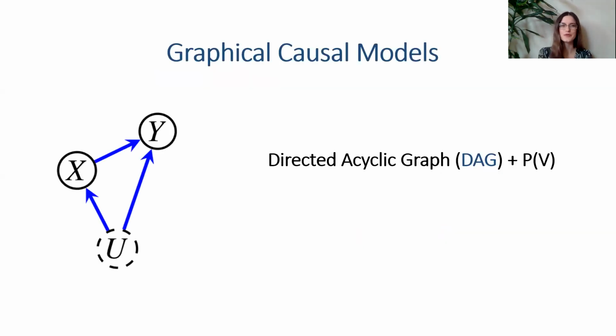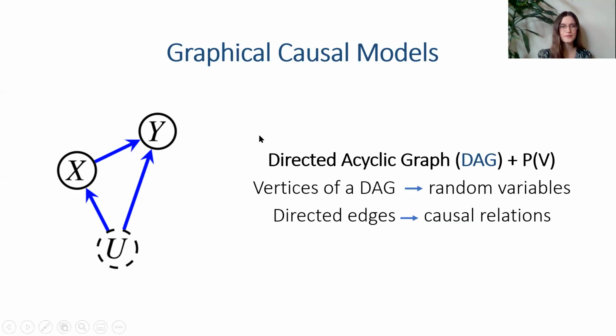So let me formally introduce graphical causal models. A causal model consists of two things: a directed acyclic graph, which I will call a DAG throughout this presentation, and a probability distribution over the variables represented in a DAG. An example of a DAG is shown here, and the vertices of a DAG correspond to random variables. Here we have x, y, and u, and the directed edges correspond to causal relations. So u influences x and y, and additionally we have a direct causal influence of x on y.